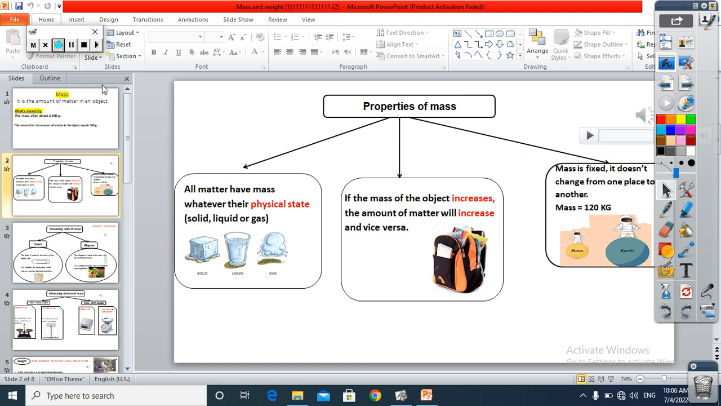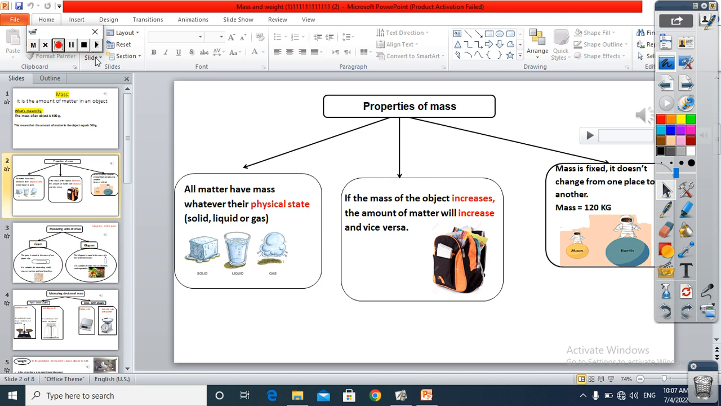Now we will talk about the properties of mass. What are the properties of mass? Number one, all matter has mass. Yes, all matter, whatever the physical state, solid, liquid, or gas, has mass. Solids have mass, liquids have mass, gases have mass. Number two, if the mass of the object increases, the amount of matter will increase, and vice versa. If the amount inside the object increases, of course, its mass will increase.